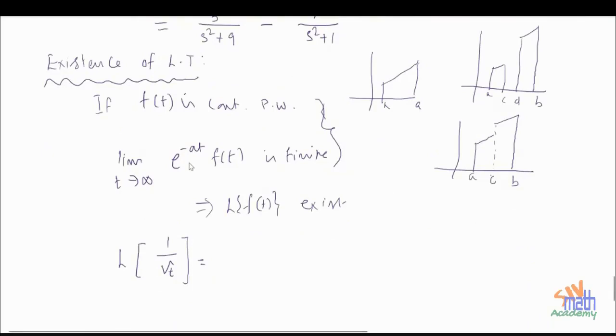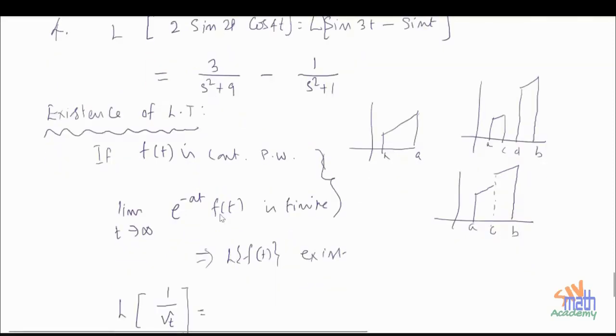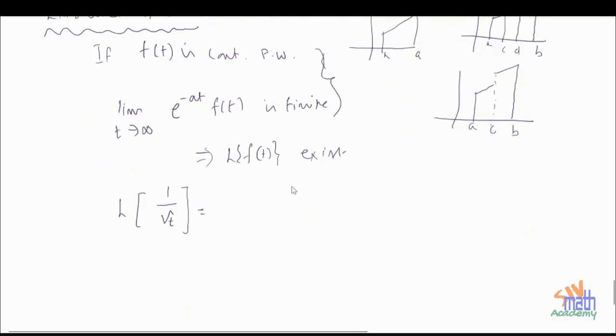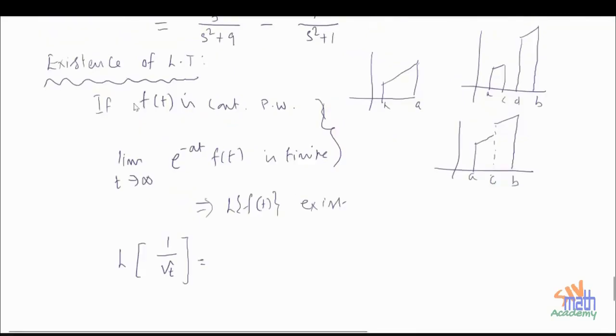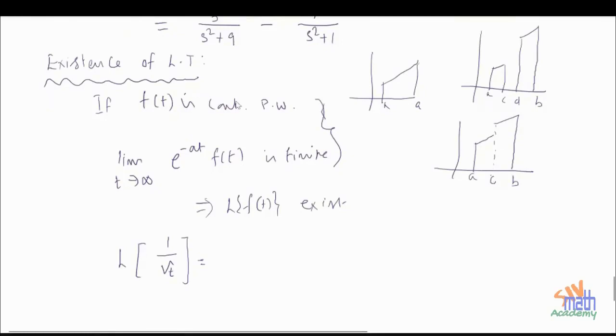Now come to here. At t equal to 0, the function is not defined. Put f of t equal to 1 by root t, and substitute here. At t equal to infinity, what happens? The function is not defined at t equal to 0, yet the Laplace transform exists. This is one such example where you can see the necessary part does not hold. So if these conditions hold, then we say that the Laplace transform of the function is possible. That's why we call this the existence theorem.